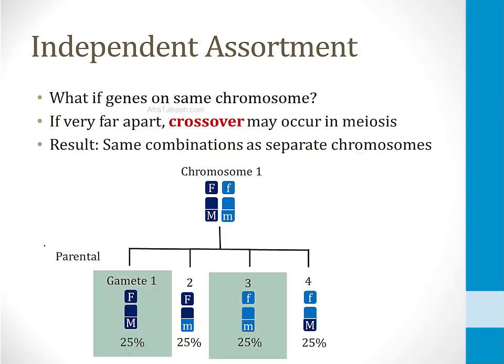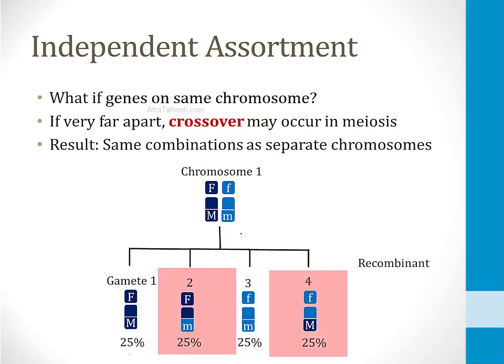In this situation, we say that there is a 50% chance that the gametes will have a parental version of the F and M genes. In other words, there's a 50% chance that a gamete will have either a capital F, capital M gene, just like we found in the parent, or a lowercase f, lowercase m gene, just like we found in the parent. There is also a 50% chance that the gametes will have what's known as recombinant versions of the F and M gene.